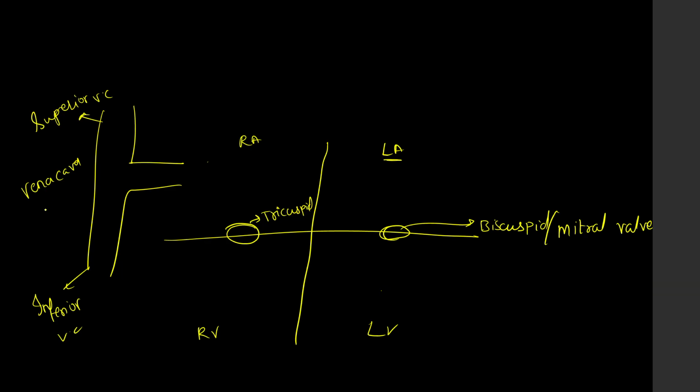So as we know, it is a vein, and remember this important fact: it is the largest vein. Okay, the vena cava is the largest vein. So here the question comes, which is the largest vein? The vena cava is the largest vein.